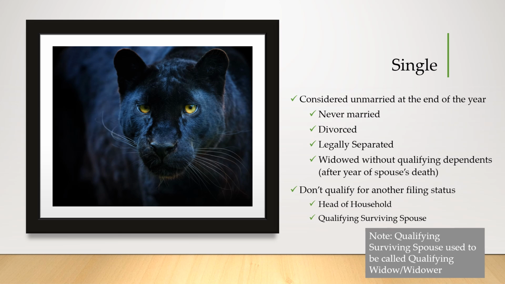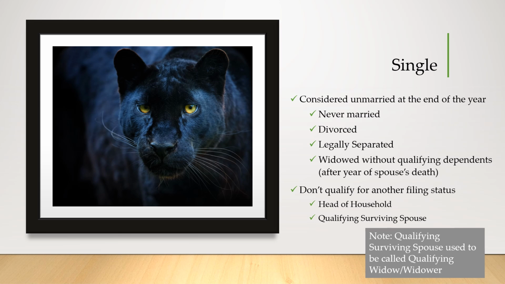So this person might never have been married. They might have gotten divorced. Even if they got divorced during the year, the tax year that we're preparing for, if on December 31st they were divorced, then they will file single unless they qualify for one of our special filing statuses. They might be legally separated. They might be widowed without qualifying dependents after the year of the spouse's death.